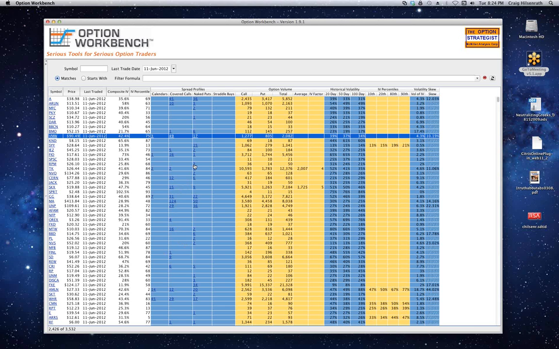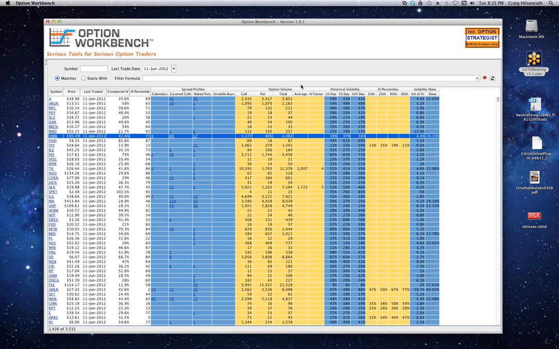So the first thing we really want to do is to be able to sort and filter these columns so we can zero in on a trading opportunity. A couple of people have asked about the vertical spreads. There aren't any vertical spreads in the strategy zone, but we'll see a little bit later how to do vertical spreads.